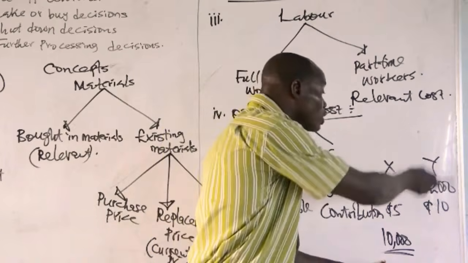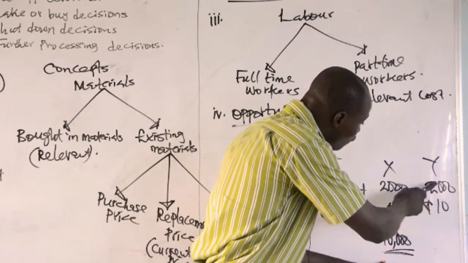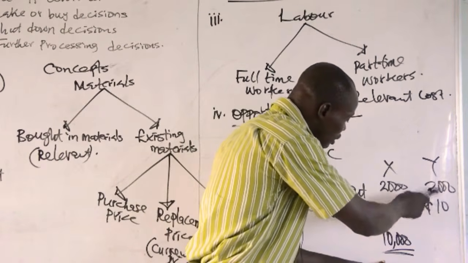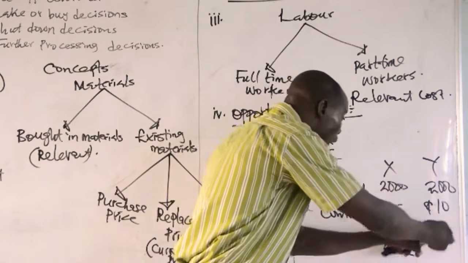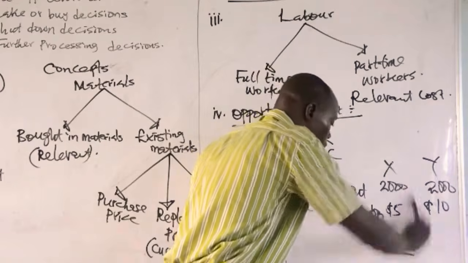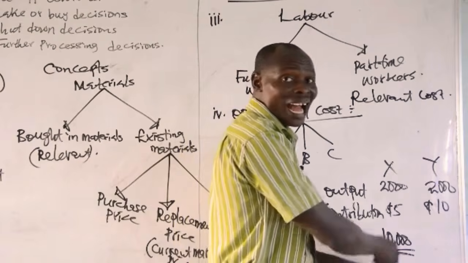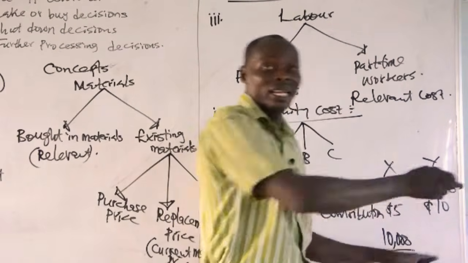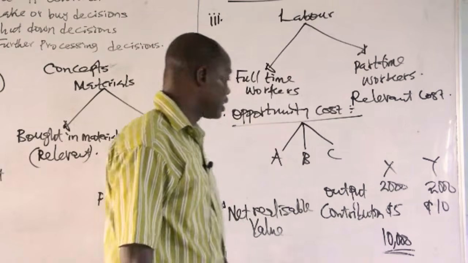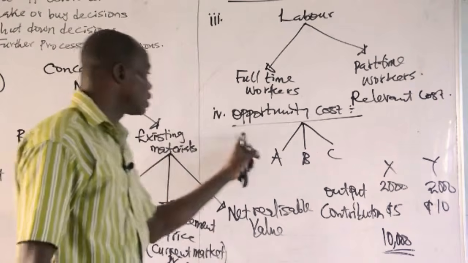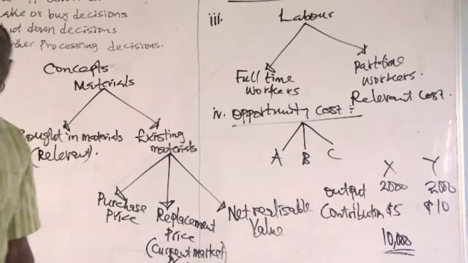That means manufacturing product Y will fetch you a contribution of 20,000, 2,000 times 10, which is 20,000. The opportunity cost of manufacturing product Y is the product X you are going to forgo. Since you will forgo this 10,000 from product X, it will be considered as a cost of manufacturing product Y. That is the opportunity cost of product Y. That is how we can have opportunity cost of materials, we can have it for labor and others. So that is for that.